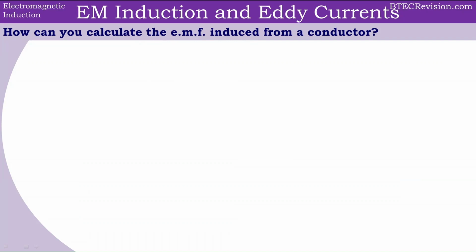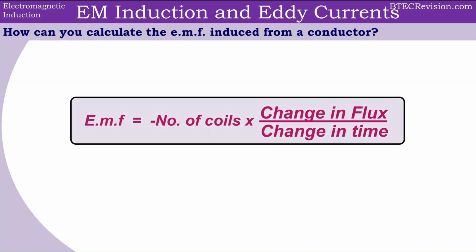How can you calculate the EMF induced from a conductor? We can use the following equation. The induced EMF is equal to negative number of coils times the change in flux divided by the change in time. The short form is epsilon equals minus n times delta phi divided by delta t. The units are: phi is measured in Webers, time is measured in seconds, number of coils has no unit, and EMF has the unit of voltage.